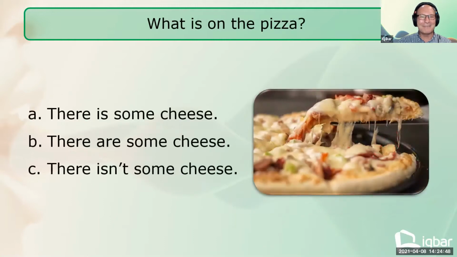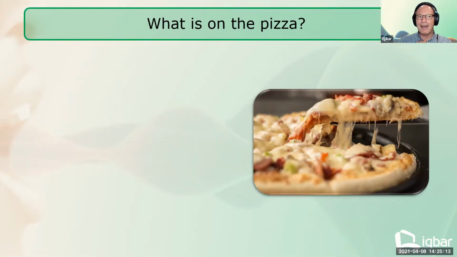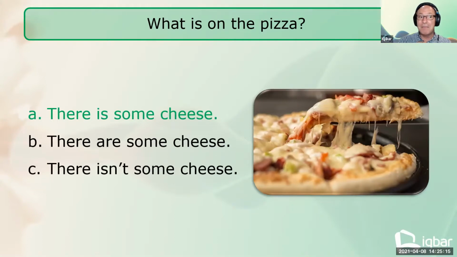Very, very well done. Let's practice this some more with a few examples. What is on the pizza? A, there is some cheese, or B, there are some cheese, or C, there isn't some cheese. Remember how we use the word some. What is on the pizza? There is some cheese on the pizza. That is option A.